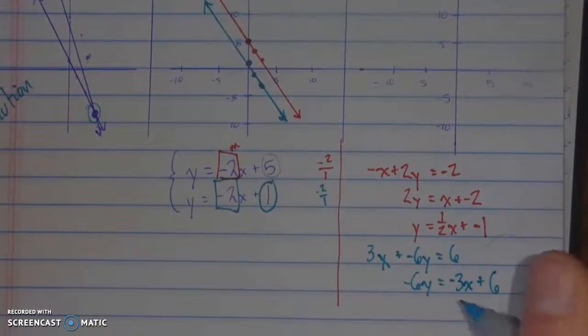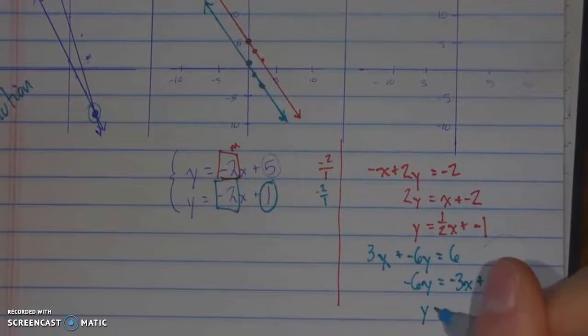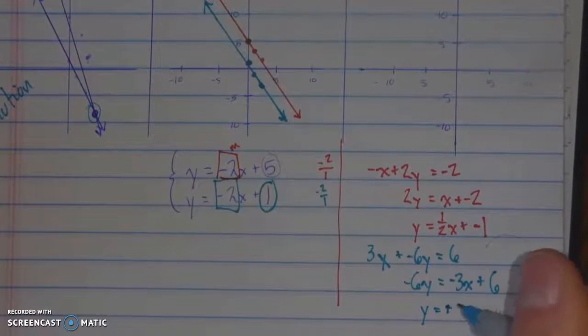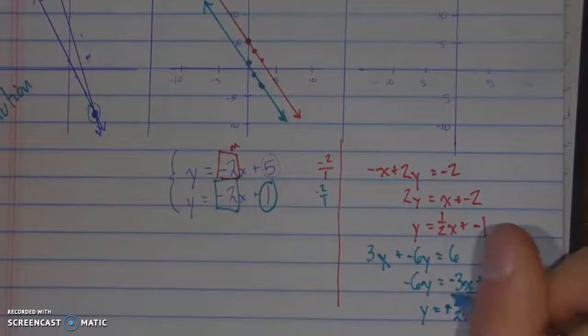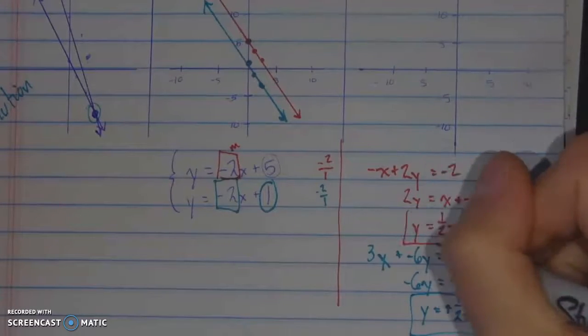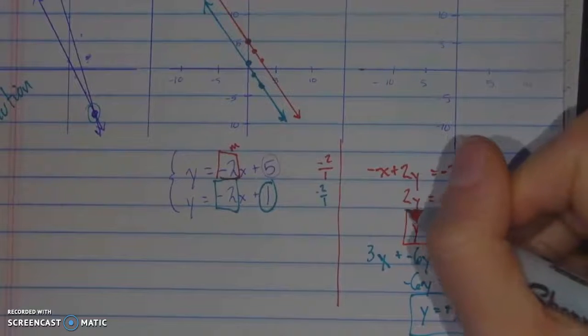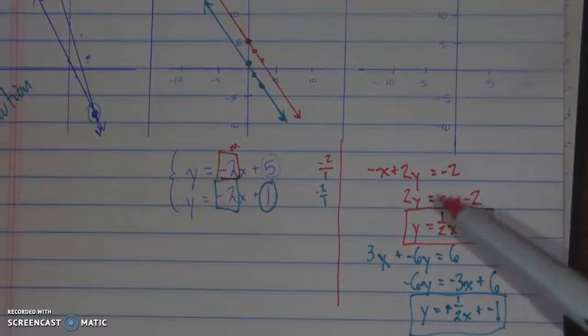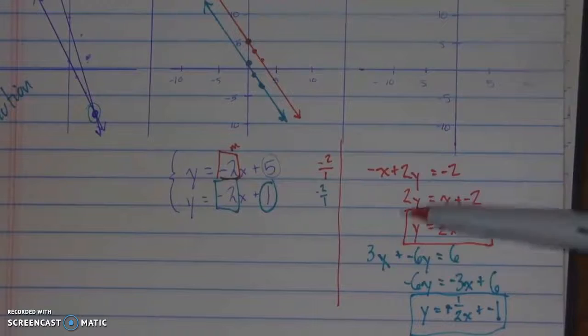Divide both sides by -6, and I end up with y is equal to negative divided by negative is positive. 3 divided by 6 is 1/2, so a positive 1/2 x plus, well, 6 divided by -6 is -1. Okay, so let's look at our two equations then. You might notice something kind of odd. These are the exact same equations. In other words, these two things I started with are already equivalent.